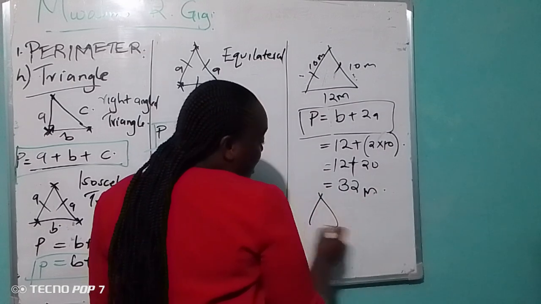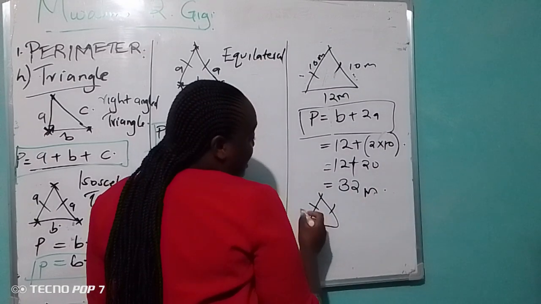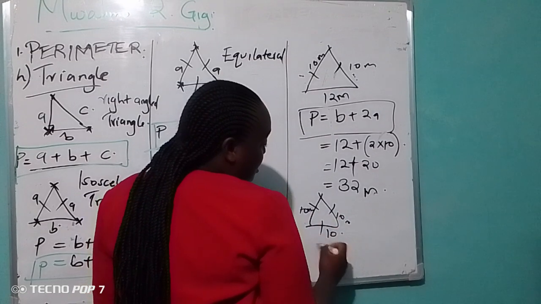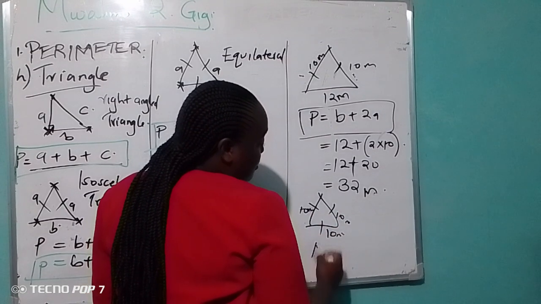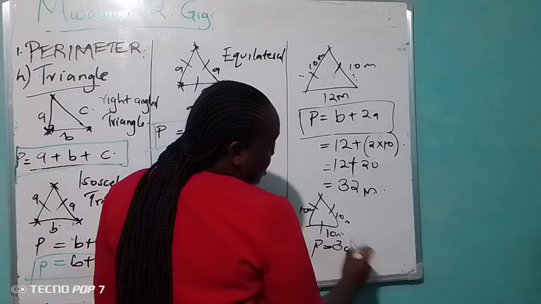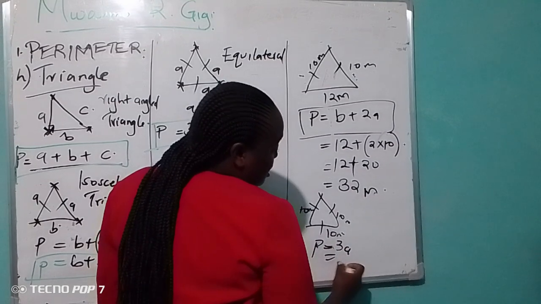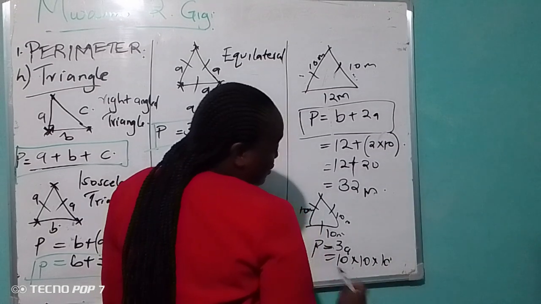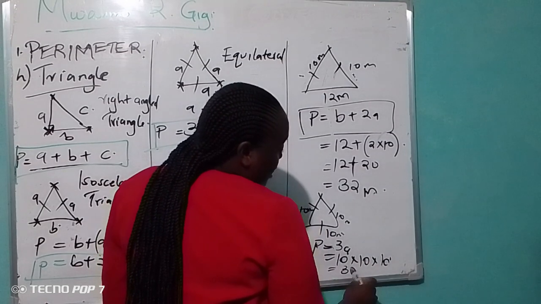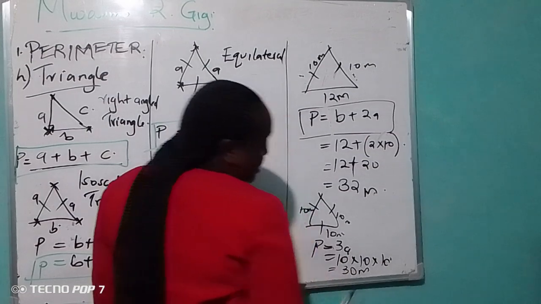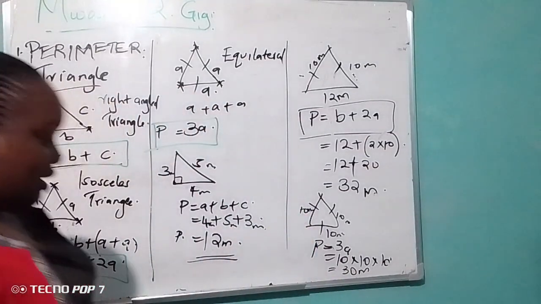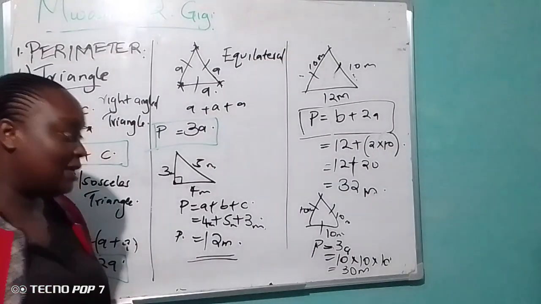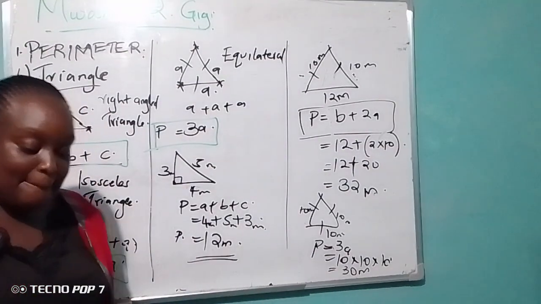So for an equilateral in this case, if this side is 10, this will be 10. This one will be 10 meters. So perimeter is equals to 3A, which is 10 times 10 times 10, which will be 30 meters. Sawa sawa. I hope mpaka hapo tuko mbele, tuko pamoja, tuko ngangari. So we go to the number 2 thing.